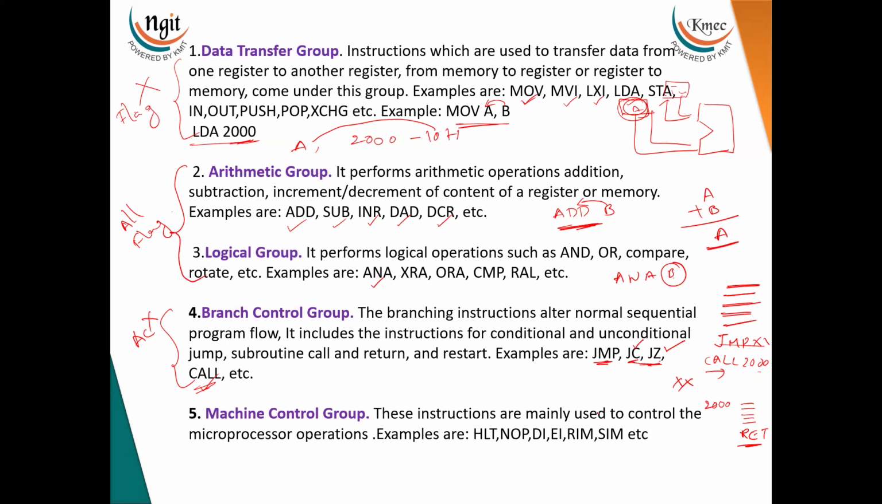Now coming to the machine control group: except for the auxiliary carry, all the remaining flags are affected. These instructions are mainly used to control the microprocessor operations. Examples are HLT, NOP, DI, EI, RIM and SIM. RIM and SIM are the instructions used to read the serial data and to send the serial data outside. In the architecture, you have seen the serial I/O control, for which we have SID and SOD, for receiving inside and sending outside. To read and send the serial data, we need to use the RIM and SIM instructions.